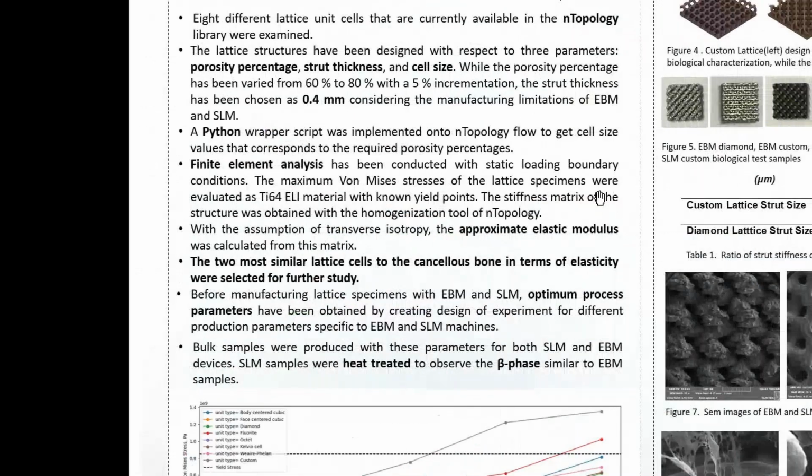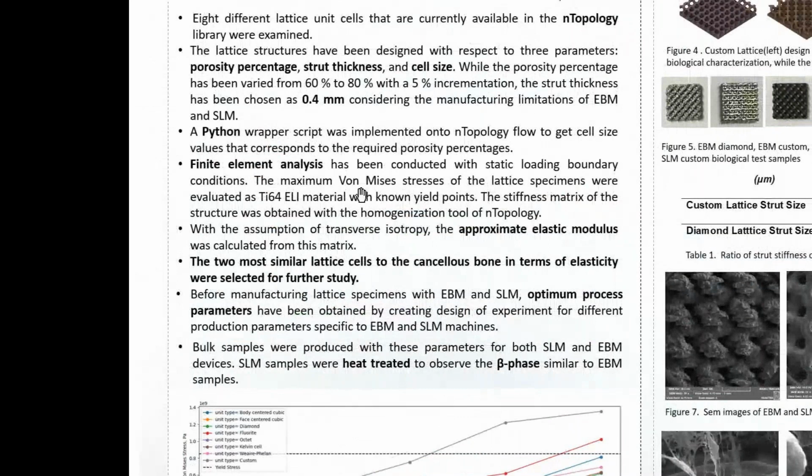Before manufacturing them in EBM and SLM, we also conducted another study to get the optimum process parameters. For that we tried different process parameters and conducted Archimedes tests and also micro-CT. We took micro-CT images of the samples, so we decided the optimum process parameters after that.